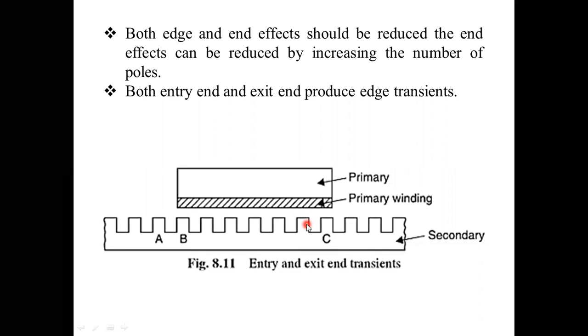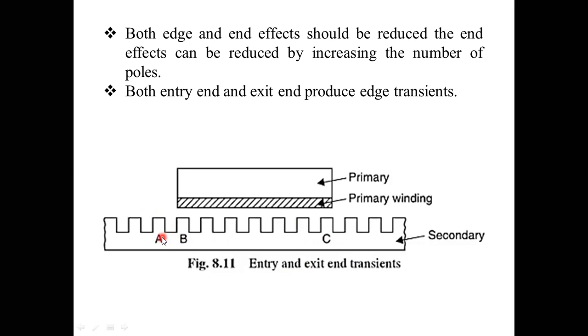Therefore, both the entry end and the exit end produce edge transients. If you consider A as the entry and C as the exit, then with respect to these A and C values, we are getting some transients. A, B, C are placed on the secondary. The primary is assumed to be fed with AC.